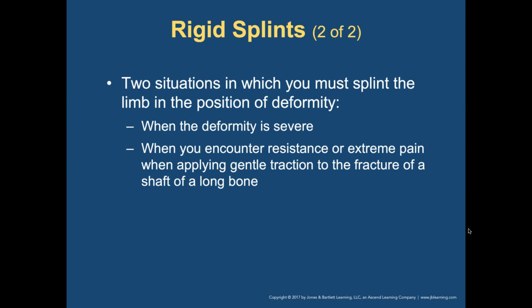Rigid splints: two situations in which you may splint the limb in the position of deformity. When the deformity is very severe, or you encounter resistance or extreme pain when applying gentle traction to a fracture of the shaft of a long bone, leave it in place. Most dislocations should be splinted as found, but follow what your local protocols are. Don't just rely on what Chris Wally said.